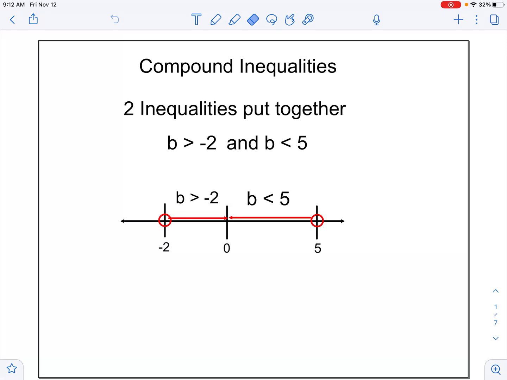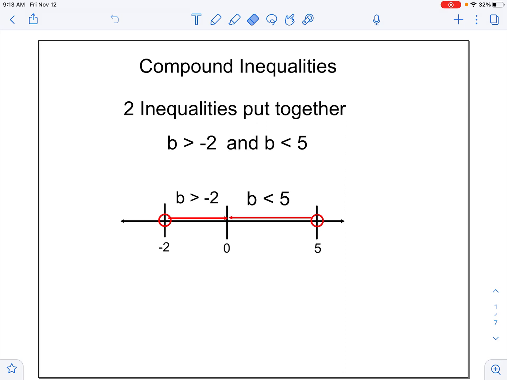Today's video is going to be about graphing and writing compound inequalities. A compound inequality is like a compound word. It's just two inequalities put together, like a compound word would be fire truck or campfire. But a compound inequality is just two inequalities that are graphed on the same graph.